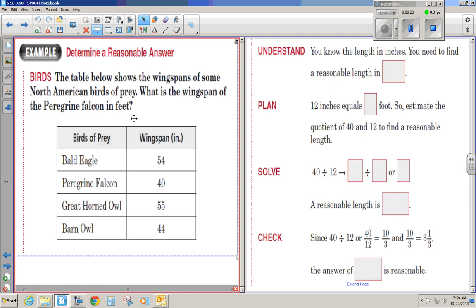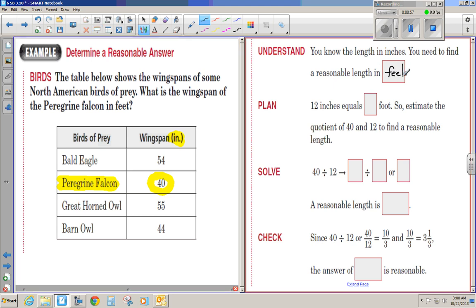So the first thing you need to take a look at here is, let's go ahead and highlight some of the information. We're looking at peregrine falcon, 40 inches. So you know the length in inches. You need to find a reasonable length in feet. So you know that 12 inches equals 1 foot. So estimate the quotient of 40 and 12 to find a reasonable length.